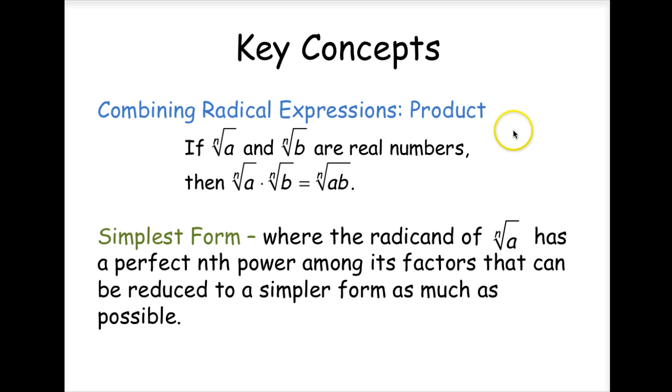Here are the key concepts for this lesson about combining radical expressions, so we can write them as a product. And simplest form is where the radicand of the nth root of a has a perfect nth power among its factors that can be reduced to a simpler form as much as possible.